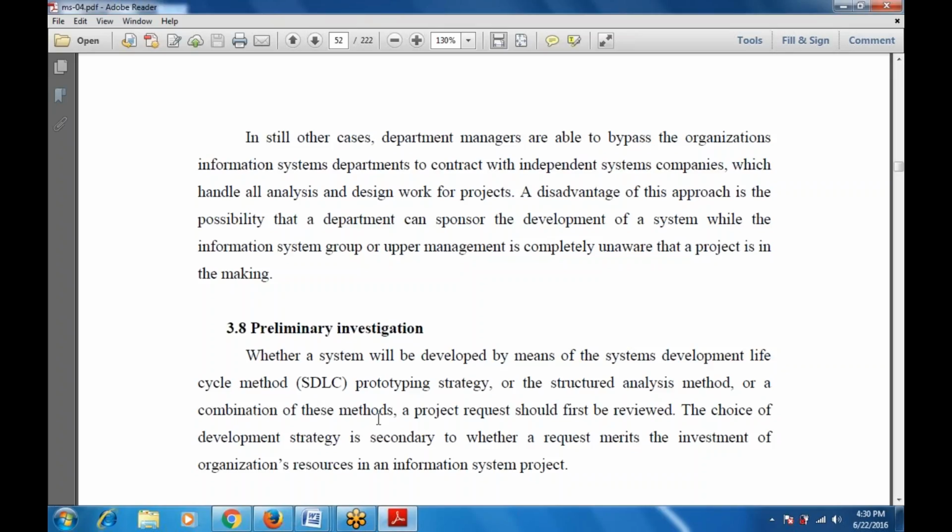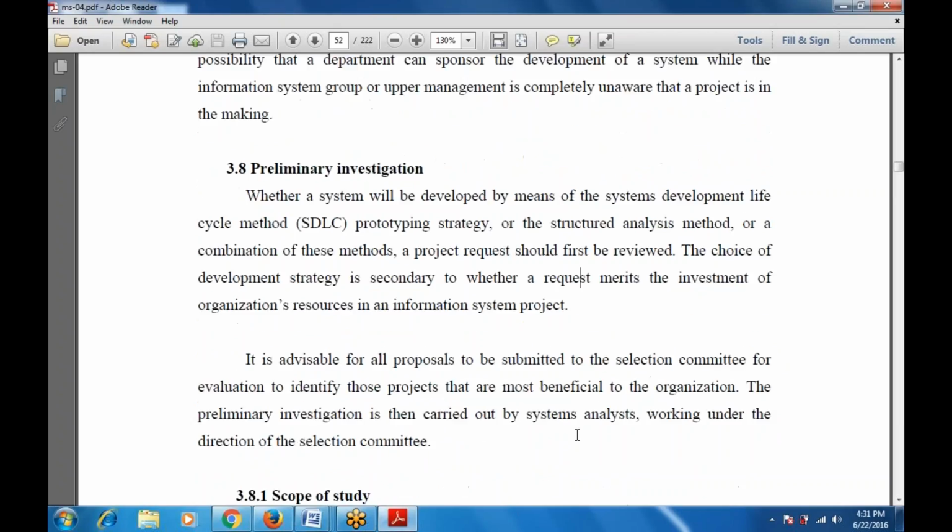And the choice of development strategy is secondary to whether a request merits the investment of the organization's resources in an information system project. It is advisable for all proposals to be submitted to the selection method for evaluation to identify those projects that are most beneficial to the organization. So whatever project is most beneficial to the organization is submitted to the system analyst to see whether to proceed with the requirements of the users, or if the requirements are not met, or whether it is beneficial to the organization or not.